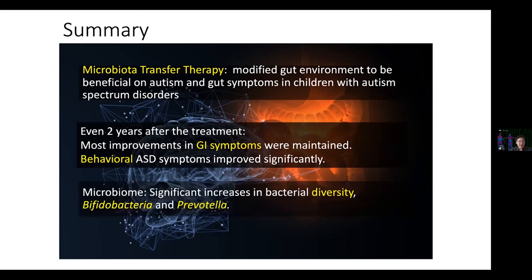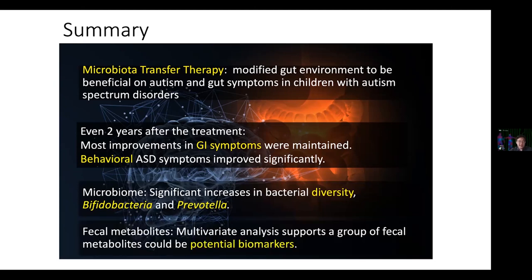On the microbiome side, we found that diversity was significantly increased after transplant, and even 2 years after the treatment stopped we found the diversity increase, which satisfies our hypothesis. We also found that Bifidobacteria and Prevotella, beneficial microbes, increased a lot and were maintained at a high level. And lastly, from the multivariate analysis, we could say fecal metabolites could be a potential biomarker as a group.